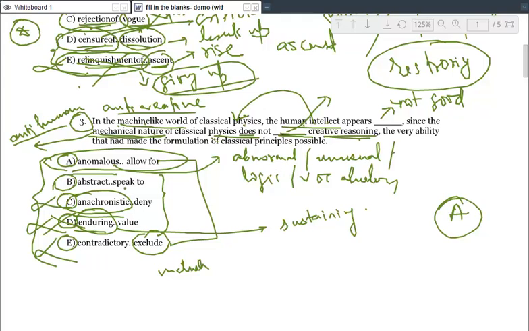How can you say does not speak to creative reasoning? I mean, does not allow for creative reasoning. Because the human intellect appears abnormal, it does not allow for creative reasoning. Anachronistic means out of time. People, are we clear about it? Why is A the best choice? Yes, people. Why not B?